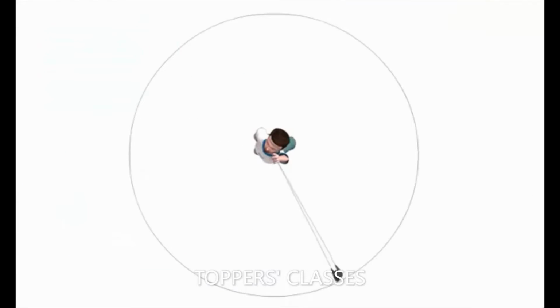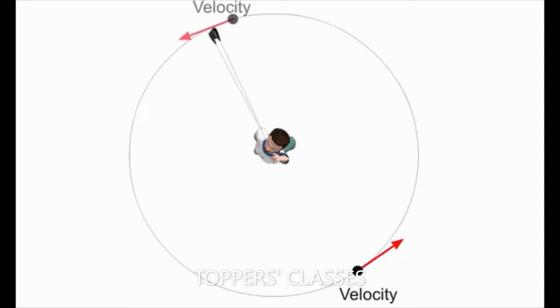When a body moves in a circular path at a constant speed, it is said to be in uniform circular motion. As the body is continuously changing its direction of motion, its velocity changes continuously.